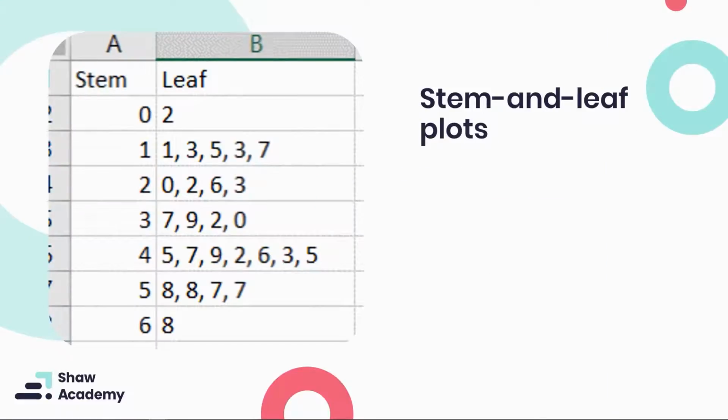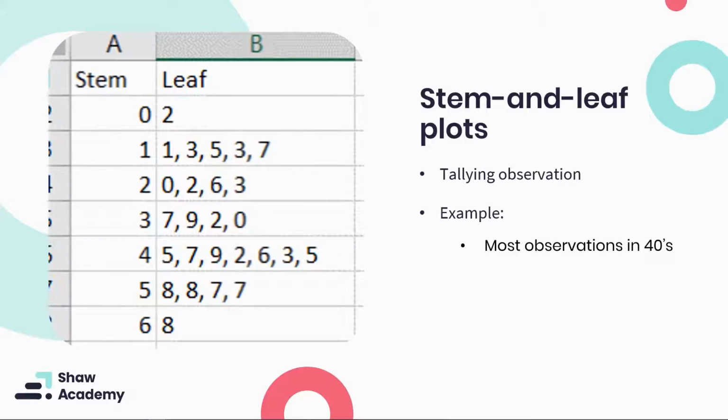The stem and leaf plot is used for tallying observations. Our stem and leaf plot picture shows most observations lie in the 40s range. Observations can of course be grouped in any other sensible manner, like groups of 5s instead of groupings by 10s. Stem and leaf plots are a concept we should all be familiar with from secondary education.